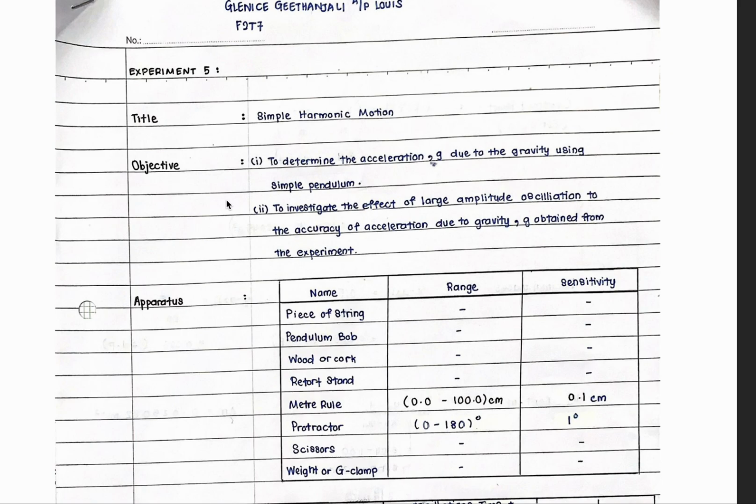So today we're going to discuss how to write your report for experiment 5. Experiment 5 is simple harmonic motion. First things first, you need to make sure you have your title and your objective. Title kena ada and also objective kena ada.